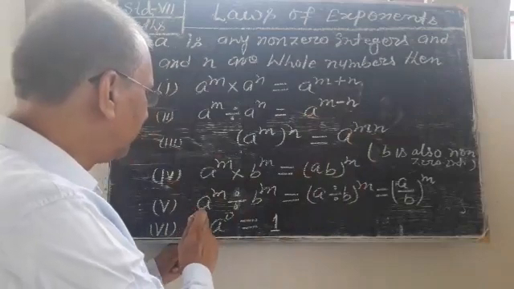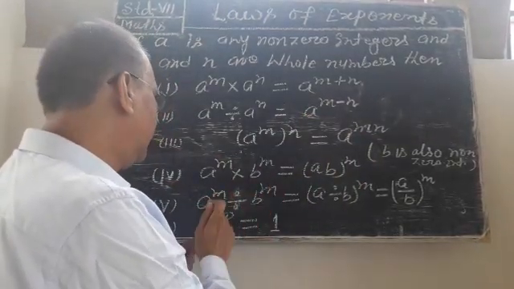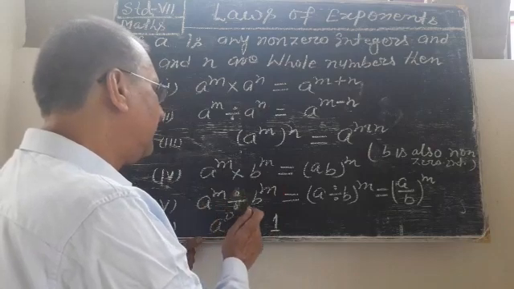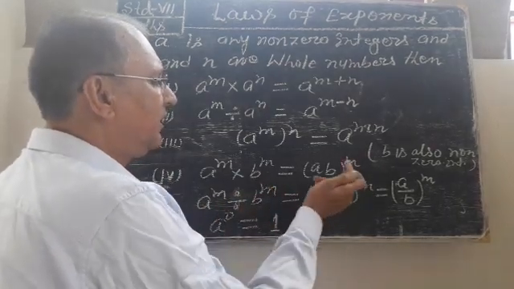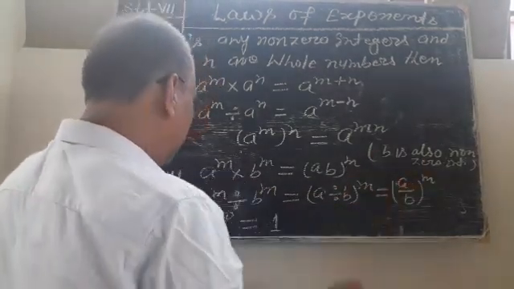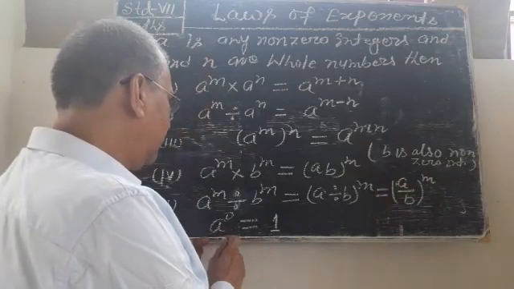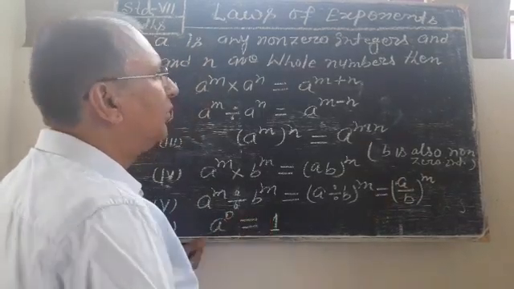Again, here also the bases are different and the powers are same. A power m divided by b power m is equal to a divided by b power m. You may write a divided by b, means a by b power m. And the last one is a power 0 is equal to 1.